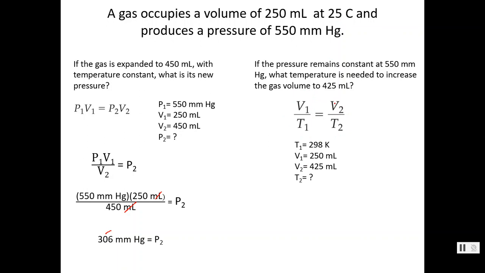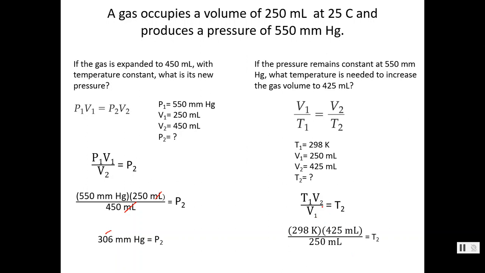So I'm going to take this equation, Charles' law, and solve it for T2 by cross multiplying and dividing. And hopefully you see that the final answer is going to be T1 times V2 divided by V1.